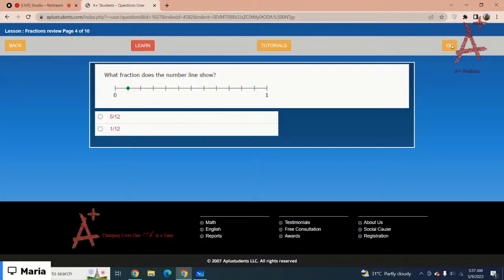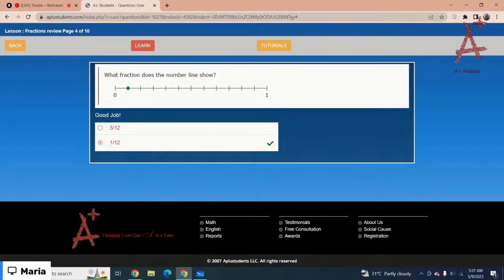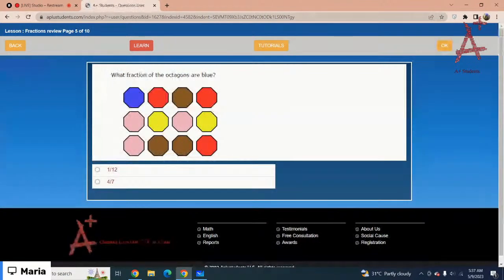It would be 1 out of 12. Yes, there are 12 segments, and the first one is the dotted one, so it would be 1 out of 12. What fraction of the octagons are blue, which is the correct option? Yes, it would be just 1 out of 12 octagons.